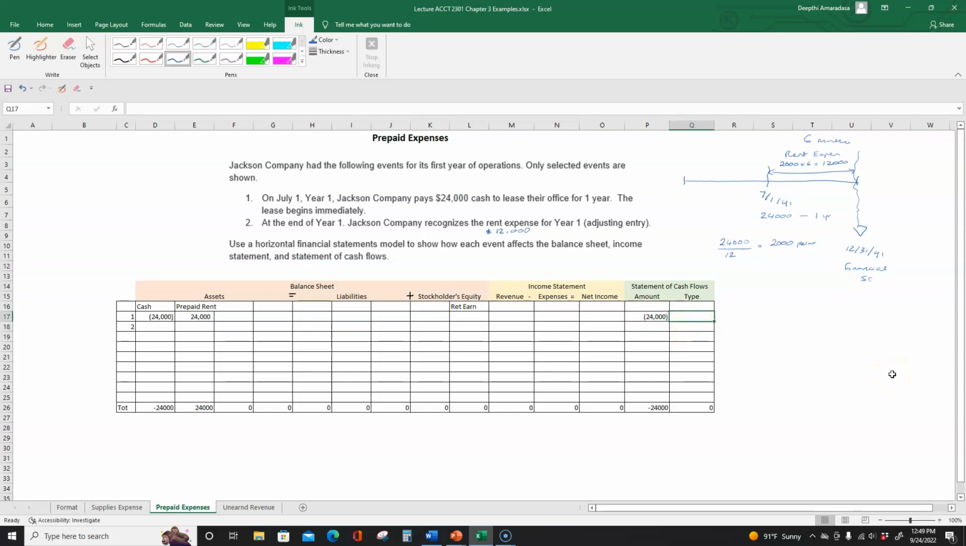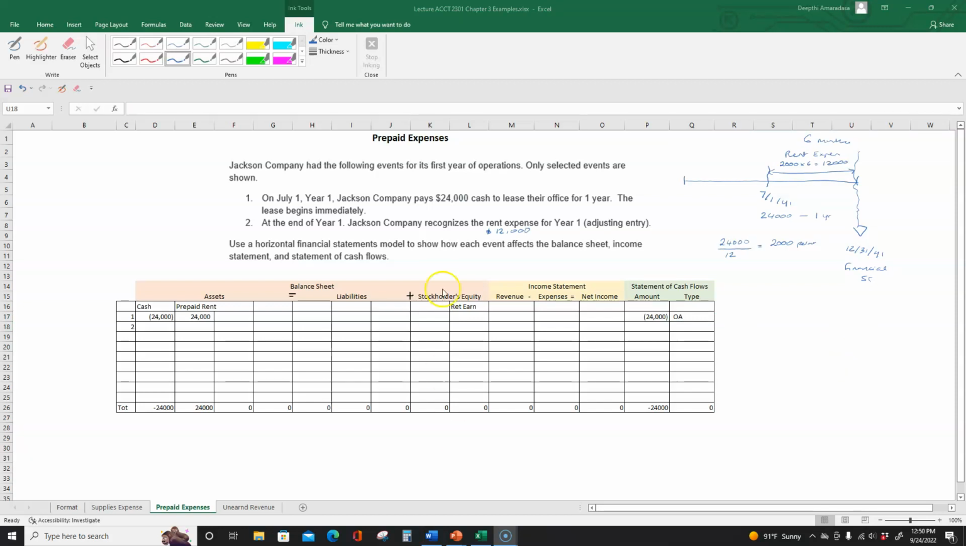Now, what type of activity is this in the statement of cash flows? This was for prepaid rent. Rent is a day-to-day activity. It will become an expense when it's used up. So this is an operating activity in the statement of cash flows. That's it for transaction 1.